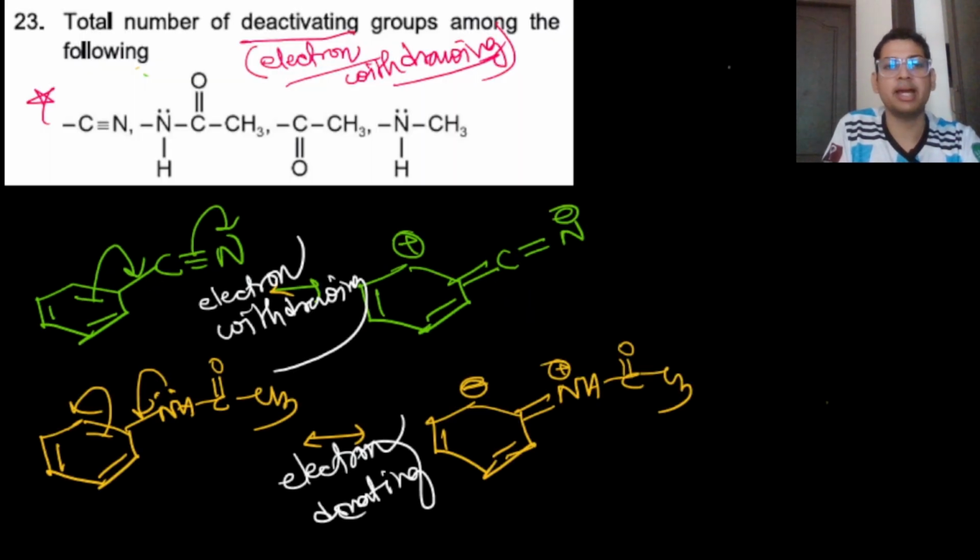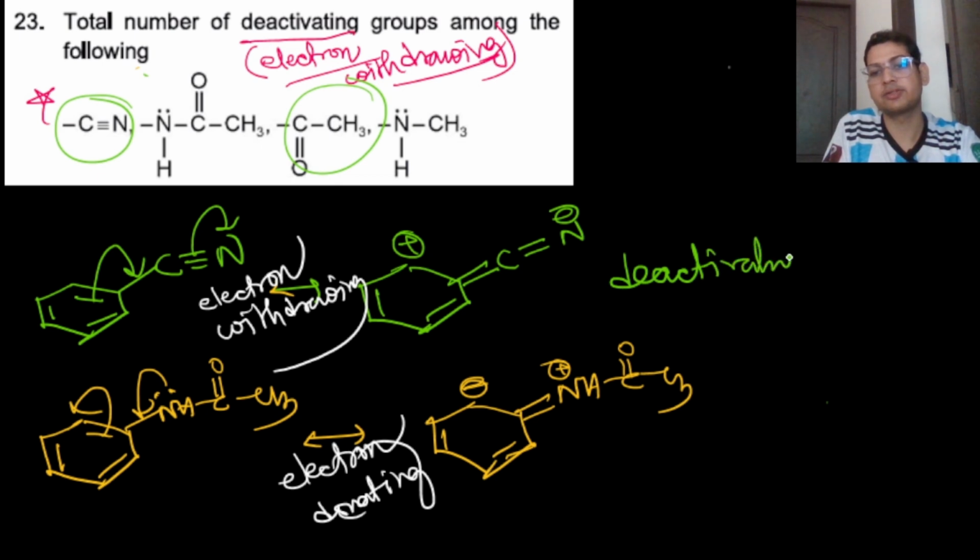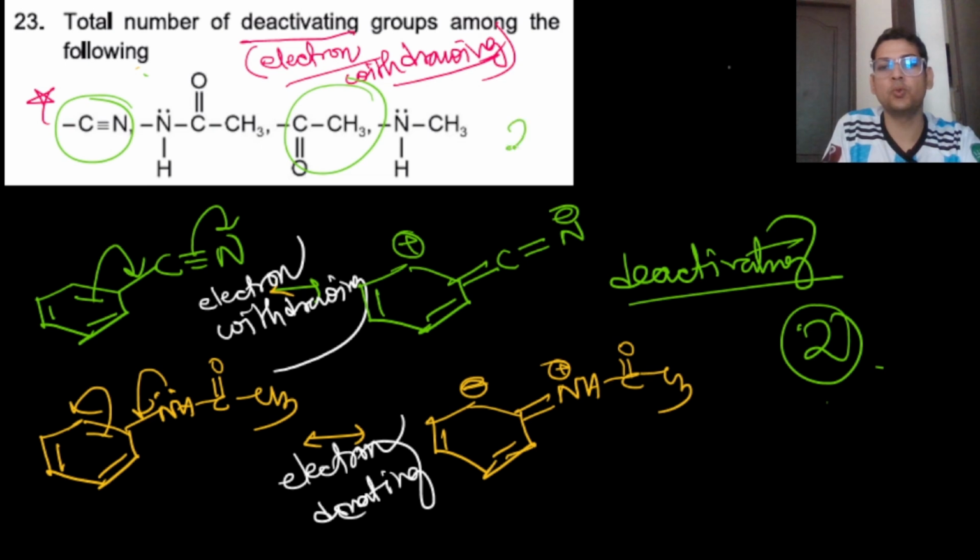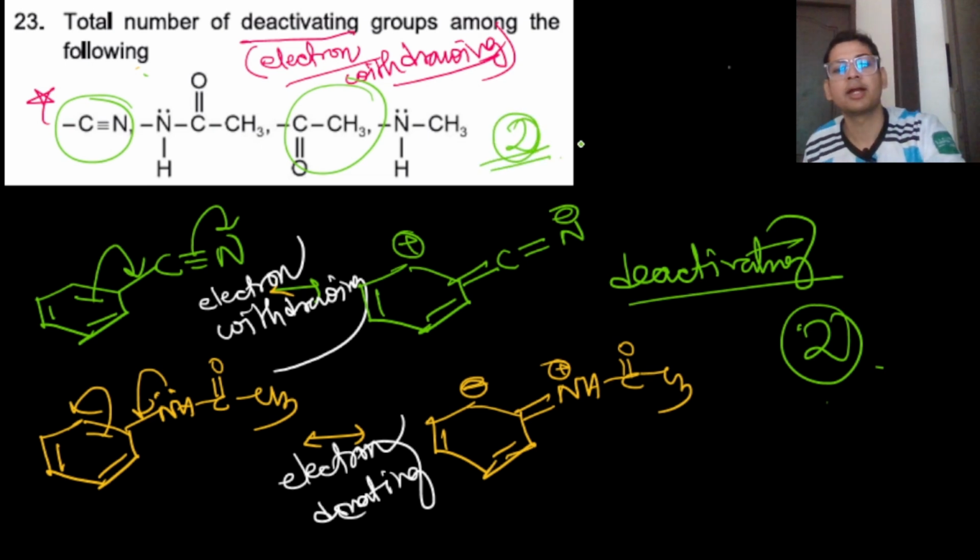So in this way I can say that this is electron withdrawing and this is electron withdrawing, and they are deactivating. So how many deactivating am I getting, sir? I am getting 2 deactivating. 2 will be your answer here. Got it? Then go for the next question.